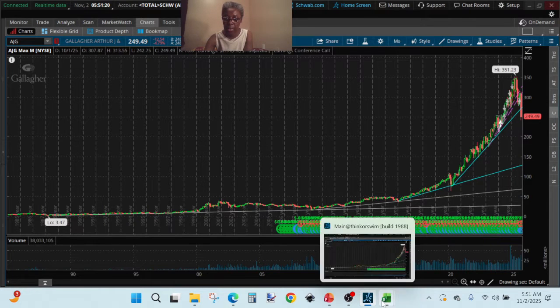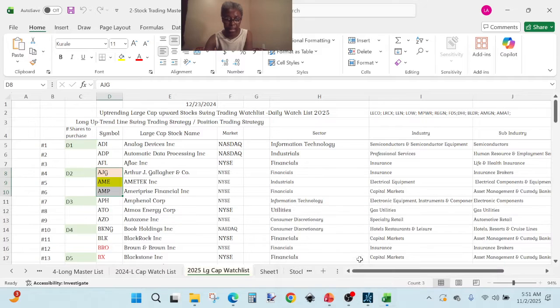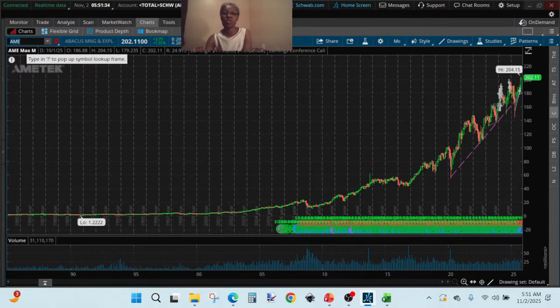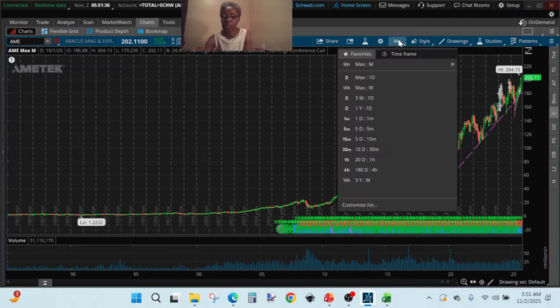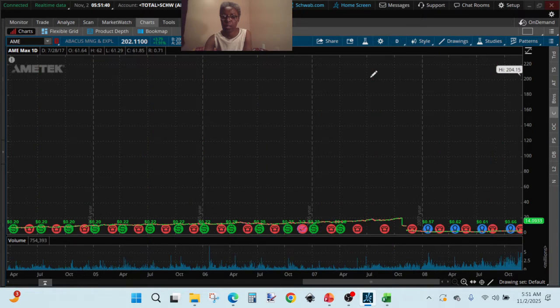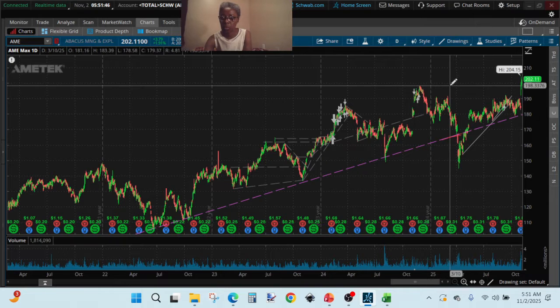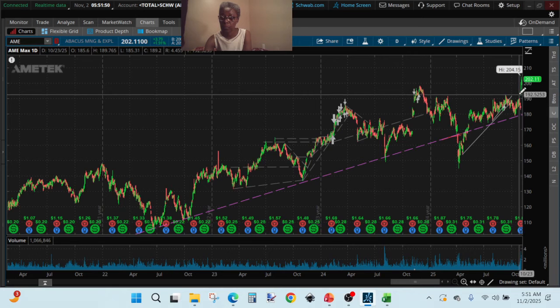So the next one we are going to analyze, again using the long uptrend line swing trading strategy, is AME. AME is highlighted in yellow because we purchased it in 2024. We have not sold it yet. So let's go back to the maximum daily chart. Okay, it seems like we could well be positive in AME now. But let's take a look at it.